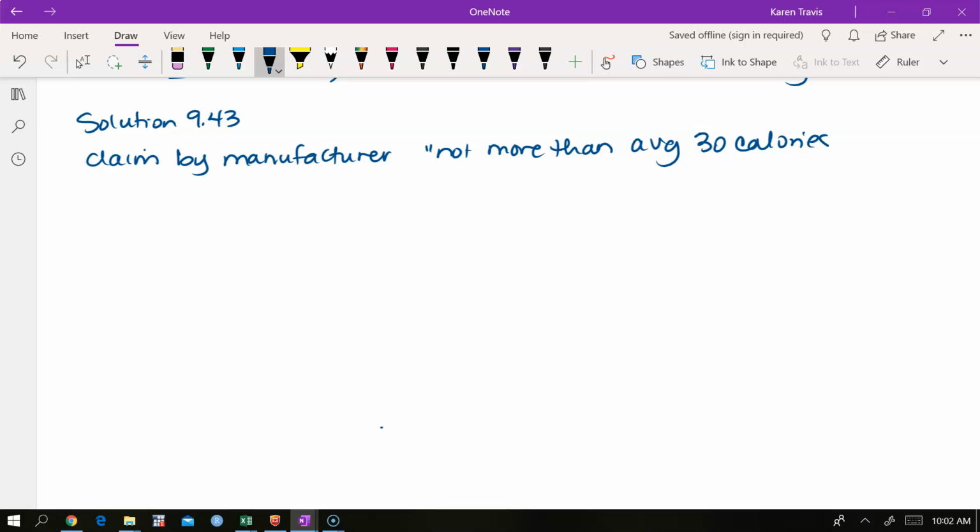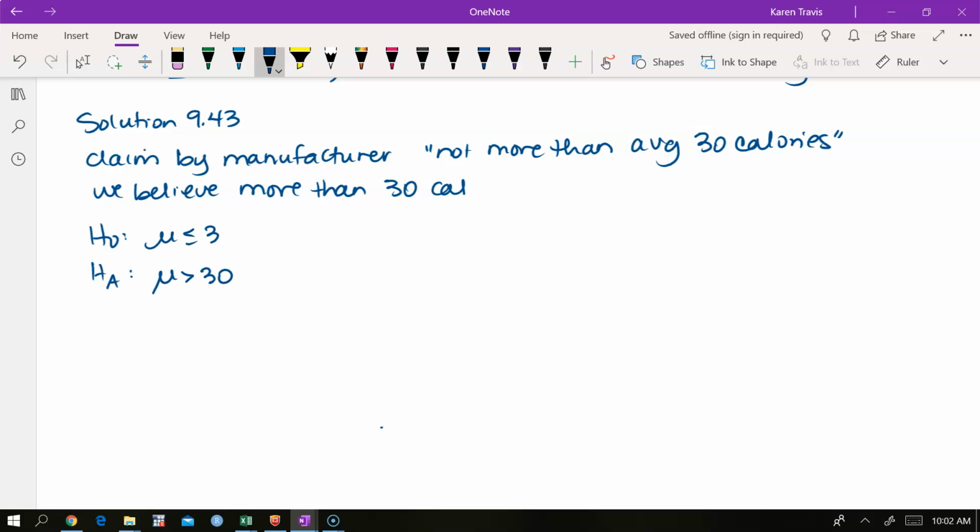However, we're going to try to show this is false. We believe they are more than 30 calories. So if we're going to try to show it's false, we're going to try to say the average is above 30 calories. And so we're going to use a null hypothesis of the mean is less than or equal to 30 calories.